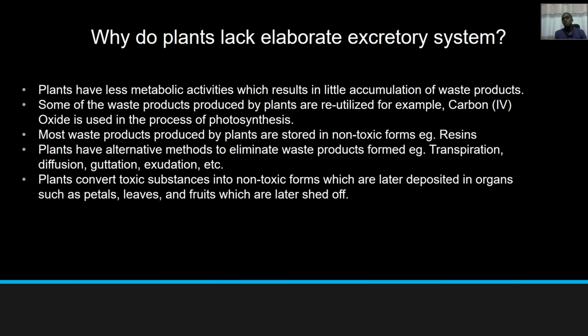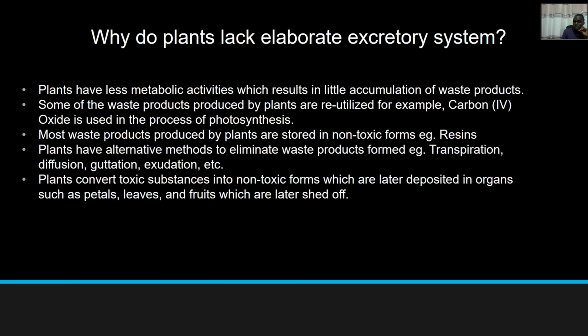Why do plants lack elaborate excretory systems? One, plants have less metabolic activities, which may result in little accumulation of waste products. They are less active as compared to animals. Some of the waste products produced by plants are reutilized. For example, carbon dioxide, which is produced in the process of respiration, can also be used in photosynthesis. We can also talk about oxygen. Oxygen is a byproduct released in the process of photosynthesis and can be used in the process of respiration.